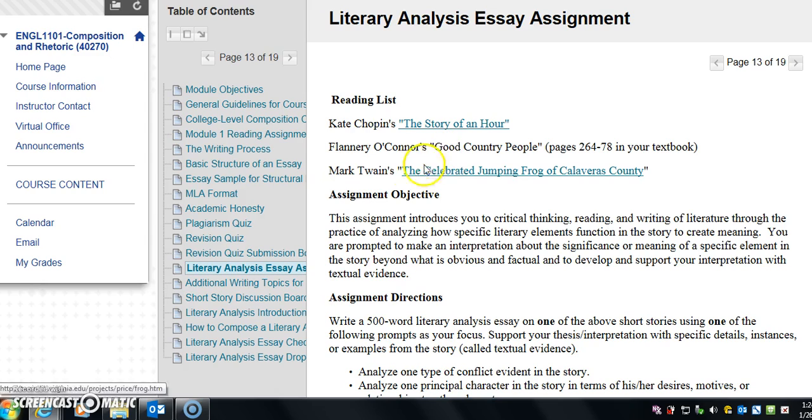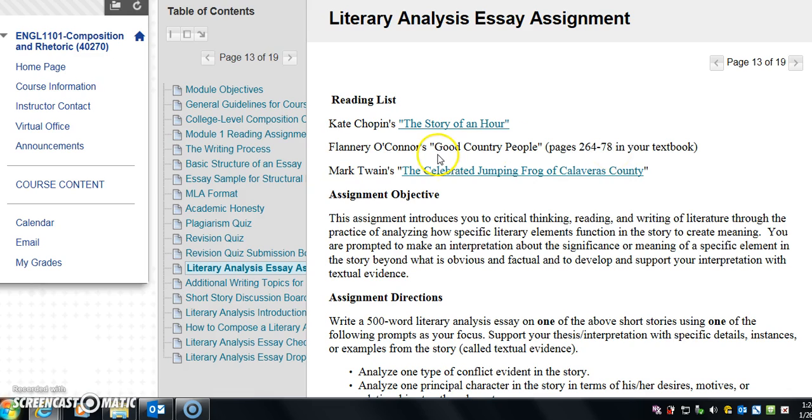I am assigning you Kate Chopin's The Story of an Hour and Flannery O'Connor's Good Country People. Kate Chopin's story is not in your textbook, so make sure you click on the link right here. If you click here, you'll be taken to a PDF file of the short story, and make sure that you read it a couple of times in its entirety. The second short story is called Good Country People. This story can be found in your textbook on pages 264 to 278.